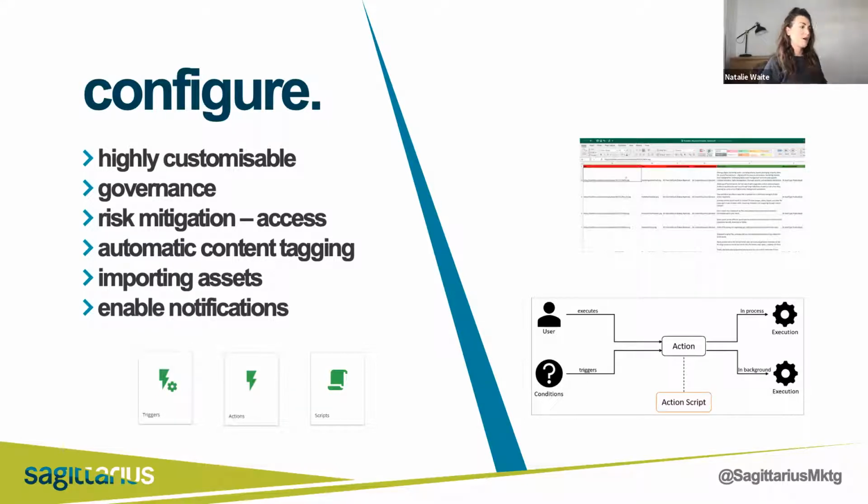But where it becomes really powerful is how you can customize taxonomies and so on, and apply governance. You can apply usage rights, permissions, and so on. So you can lock down your content or open it up as you need to. And that enables you to mitigate against the risk of accessing the right content at the right times.